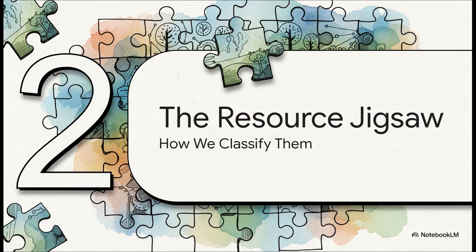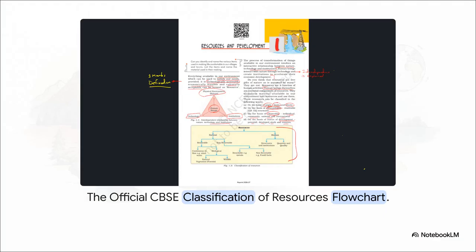So, now that we know what a resource is, the next logical question is, how do we organize them all? Think of it like a giant jigsaw puzzle. Classification is just the system we use to sort all the pieces so we can see the full picture. And this flowchart is your ultimate guide. I know it might look a little complicated at first, but it really just boils down to 4 simple questions you ask about any resource.